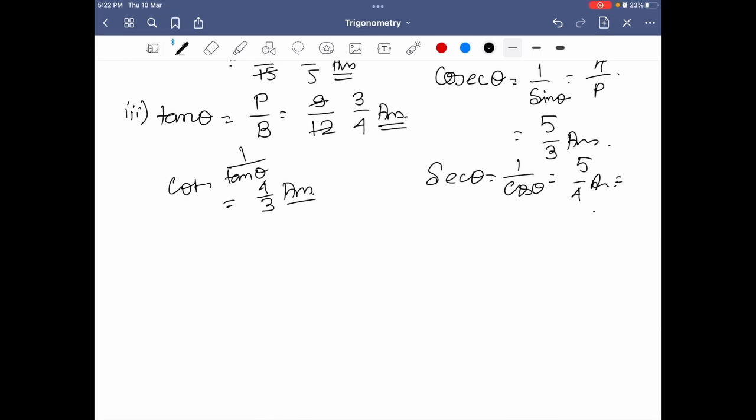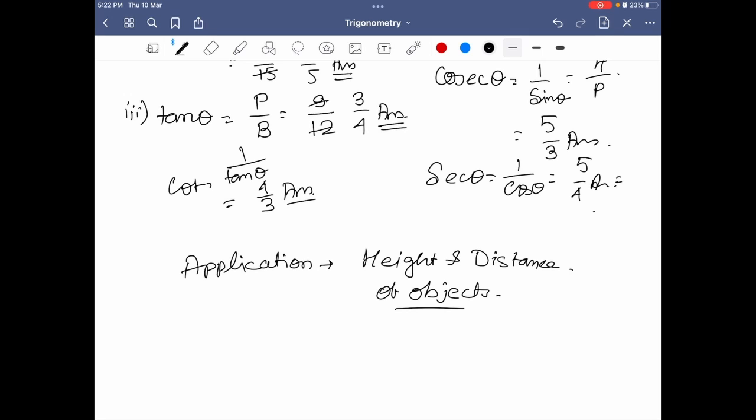And the basic application of trigonometry is finding the height and distance of objects, and this topic is described in other lessons, so we'll discuss it in the next video.